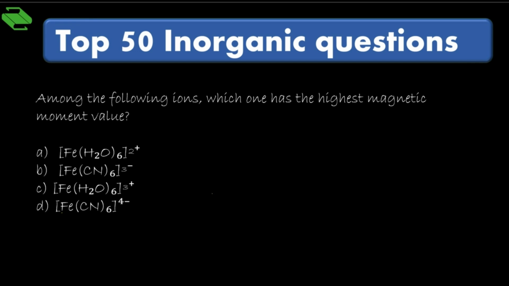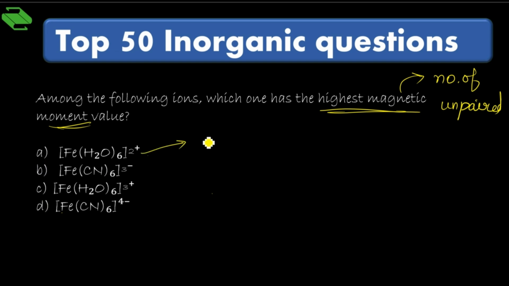So here you can see the question which is asking for highest magnetic moment value. If they are asking for highest magnetic moments, it means more the number of unpaired electrons, isn't it? So more the number of unpaired electrons, more will be the magnetic moment. So check for the one which is not having any strong field ligand. Strong field ligand only pairs, right? So either option A or C would be the right answer.